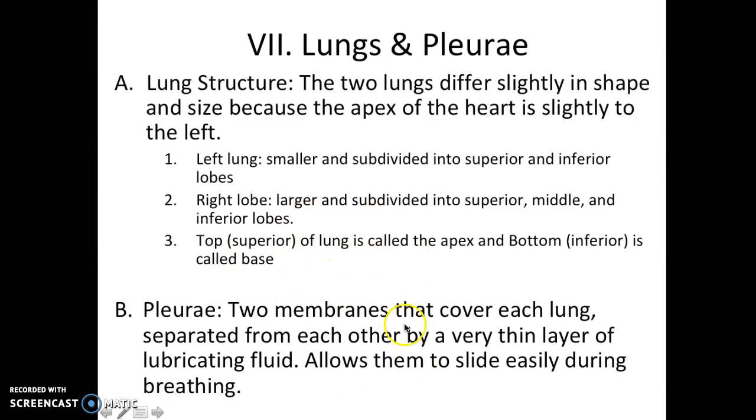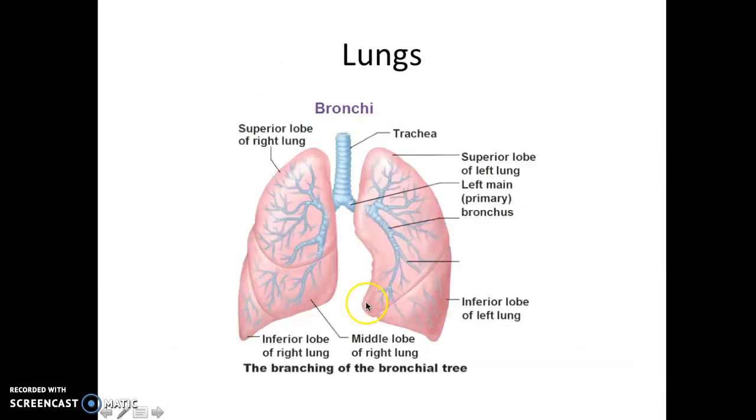I'll get to the pleura in a minute, so if I go too fast, that's okay. So again, your two lungs. Just so you can see, your heart is a little bit to the left, which causes the left lung to be a bit smaller than the right, because the heart is just a little bit more this way. So imagine your heart is here. Your left lung only has superior and inferior lobes. Your right lung has superior, middle, and inferior. You have the base, and you also have the apex.